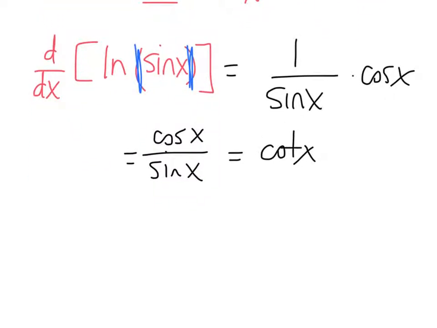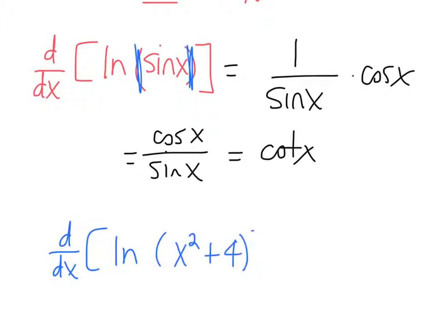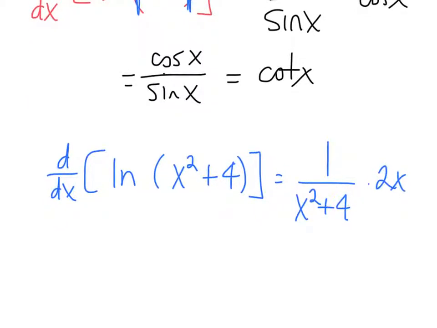Okay, one more. We take the derivative of the natural log of x squared plus 4. So it's going to be 1 over x squared plus 4 times the derivative of the inside, which is 2x. If we simplify it, it'll be 2x over x squared plus 4. Pretty straightforward.